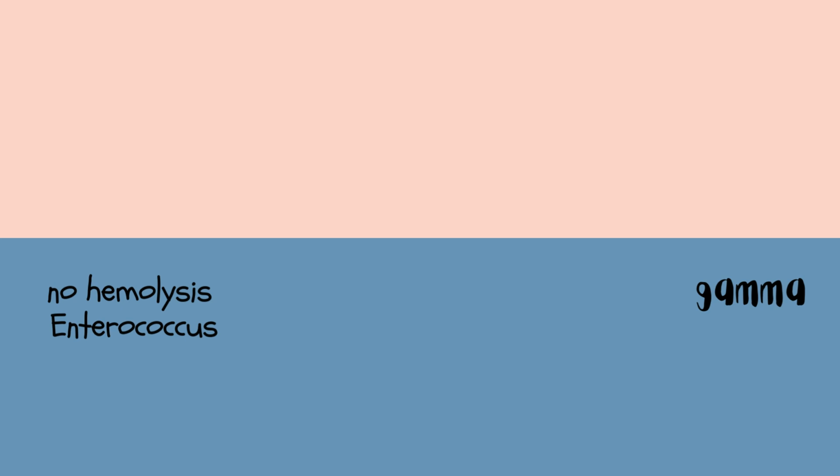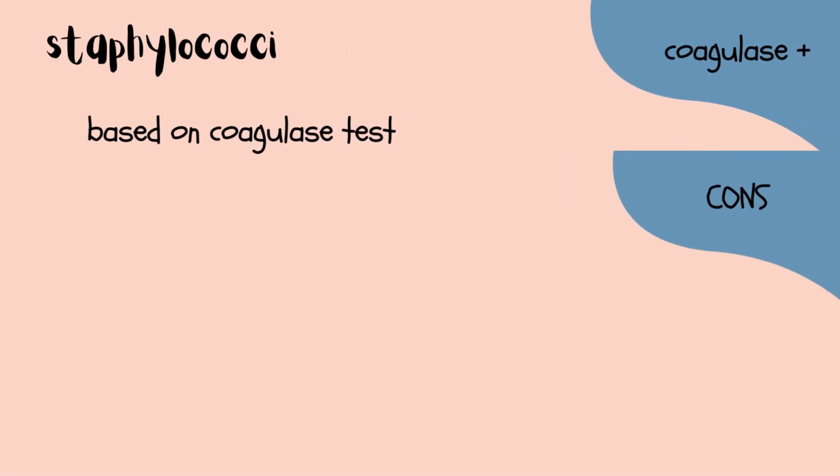Okay, that was streptococci. Coming to staphylococci, they can again be classified based on the coagulase test as coagulase positive staphylococci, which is Staphylococcus aureus, and CoNS. CoNS is coagulase negative Staphylococcus. Coagulase positive is Staph aureus, and Staph aureus is mainly causing our skin and soft tissue infections and other infections.